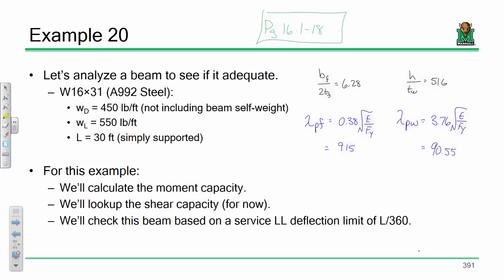So what does this mean? Are we going to have to consider local buckling? Is that going to be an issue? Remember, these are slenderness checks, right? So this is our limit, and this is what we actually have. This is our limit, this is what we actually have. Are we good or not? Well, one's for the flange, one's for the web. Are we good? We are good, okay? Is everybody with me on that?